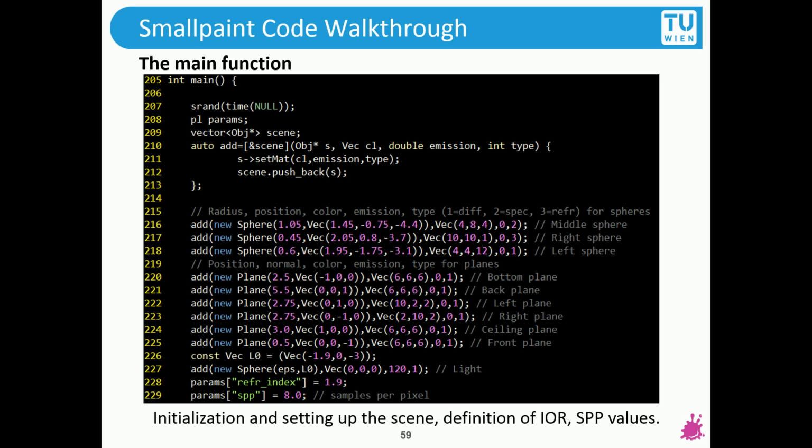So using just one line of code, you can add a new object and specify every piece of information that you would need for it. Now, we also add the light source, and we specify the index of refraction for the refractive BRDFs, and we also specify how many samples per pixel we would like to compute.